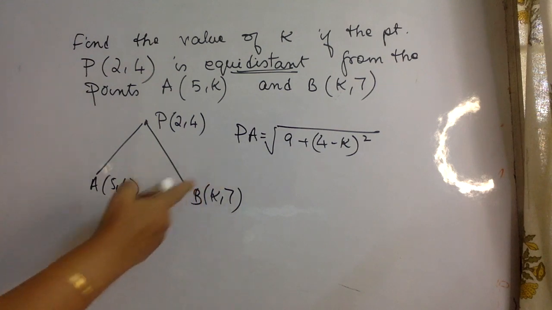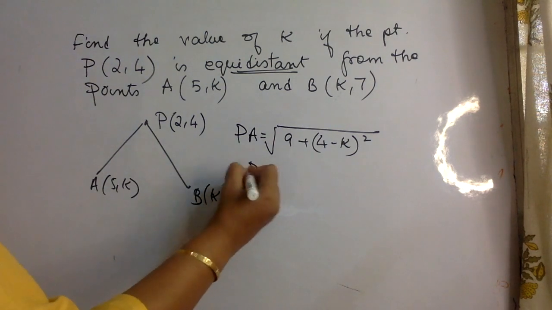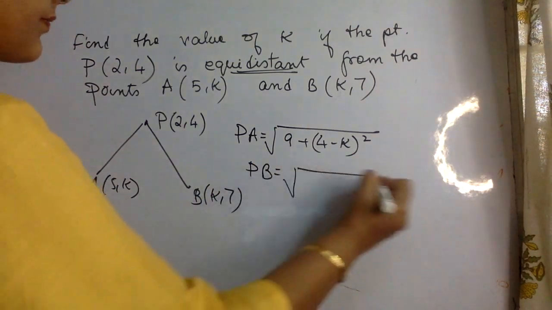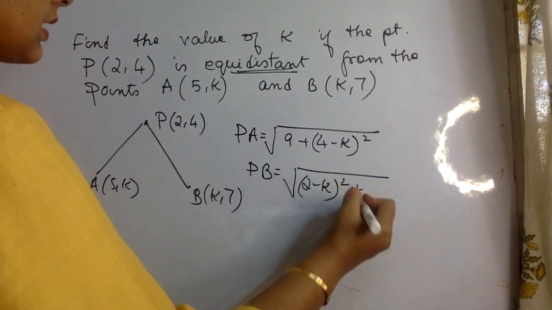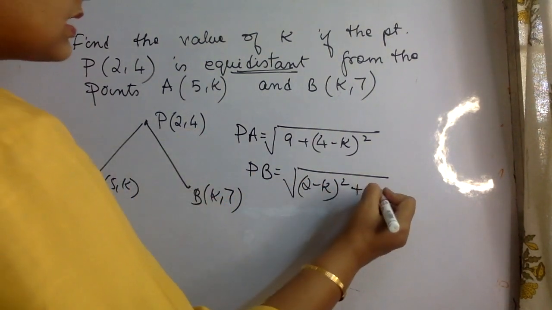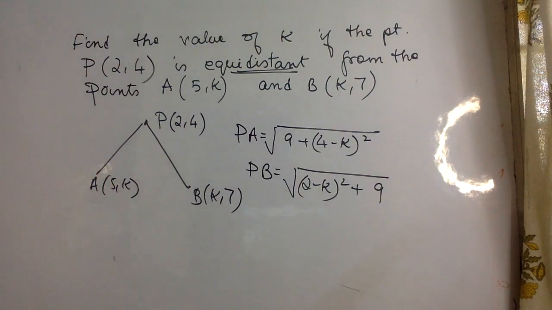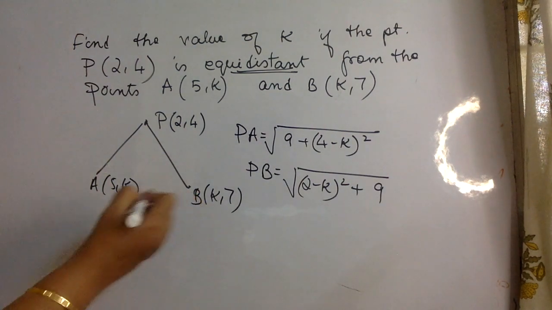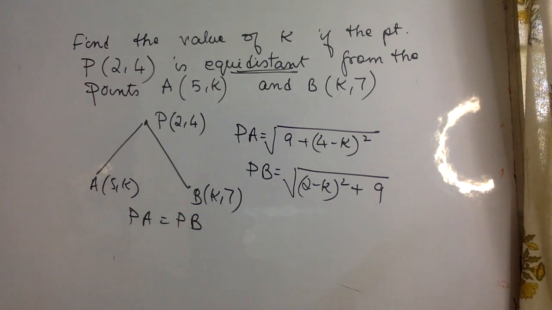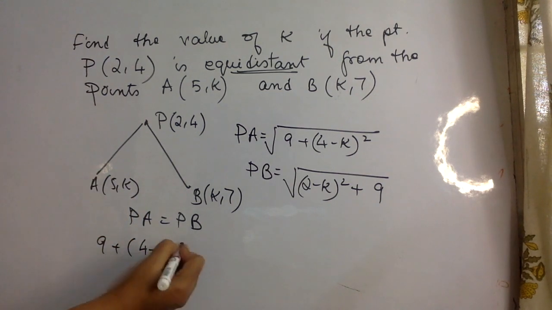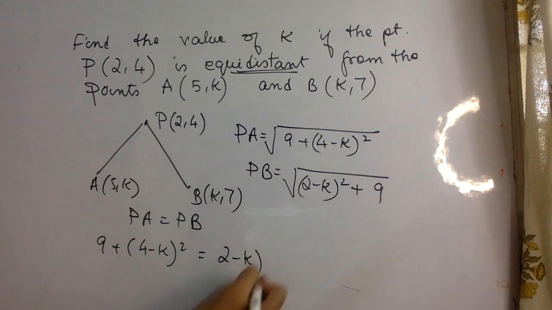Okay, and come to the next one, which is PB, which is 2 minus k squared plus minus 3 squared, that's 9 again. Now PA is equal to PB because they have told equidistant, means same distances. So here we will write 9 plus 4 minus k squared is 2 minus k squared plus 9.